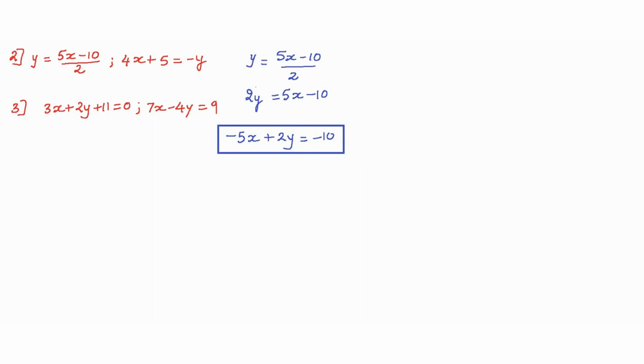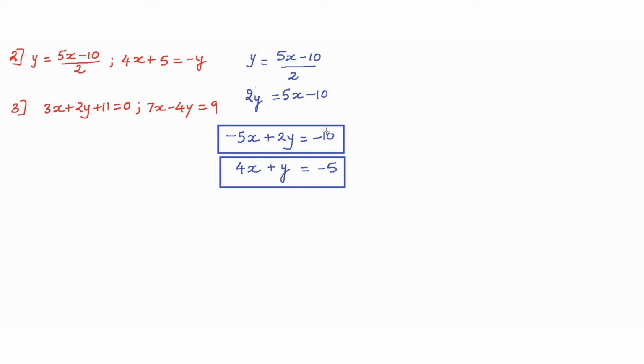Then let us take a look at the second equation. It is 4x. By the way, let us switch the minus y to the left side. So it becomes plus y. And let us shift the 5 to the other side. So it becomes minus 5. So this now becomes my second equation, right?